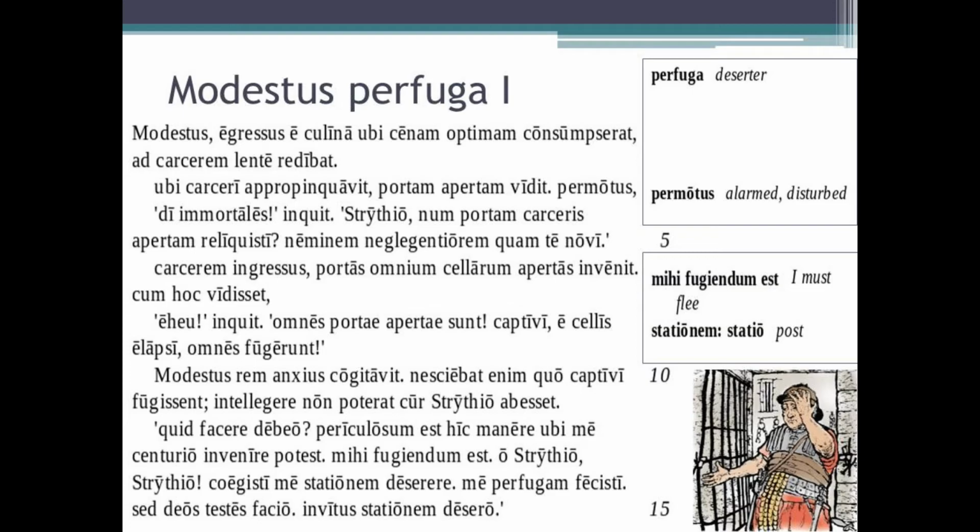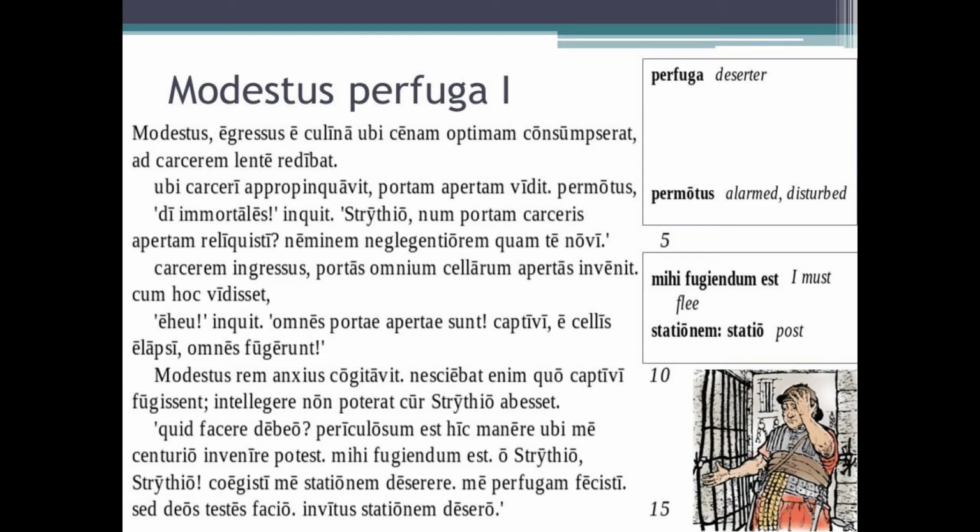"Mihi fugiendum est. O Strithio, Strithio, coegisti me stationem deserere. Me perfugam fecisti, sed deos testes facio. Invitus stationem desero." I must flee. O Strithio, Strithio, you have forced me to abandon my post. You have made me a deserter. But I make the gods my witnesses. Unwillingly I desert my post.